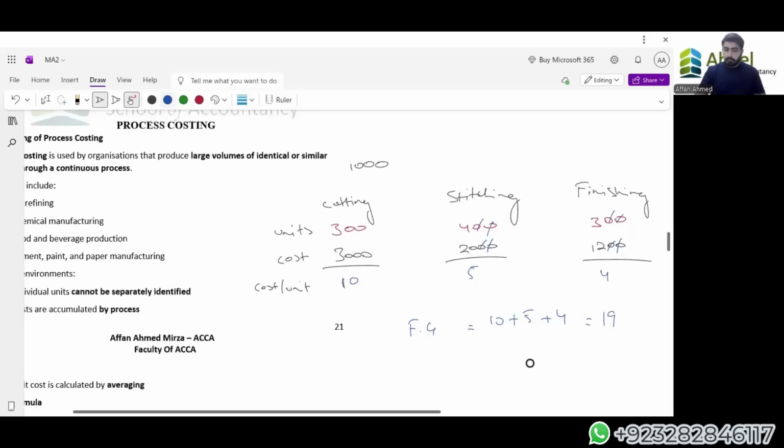Now, if we are able to cost the goods in each process, what is the benefit of that? The benefit here is something everyone knows very obviously: in each process, if we have any goods that are rejected in nature, we can identify them as well.